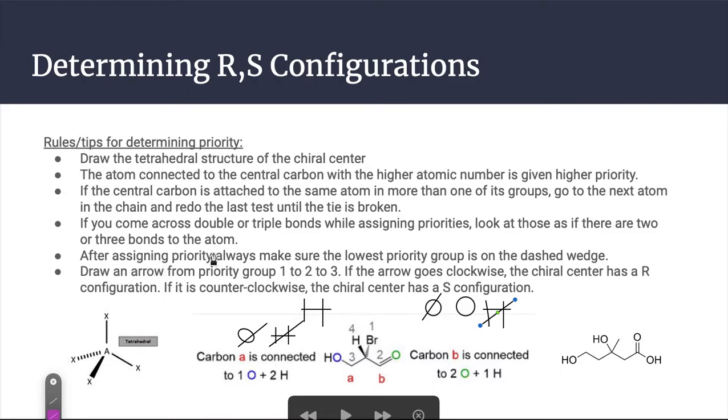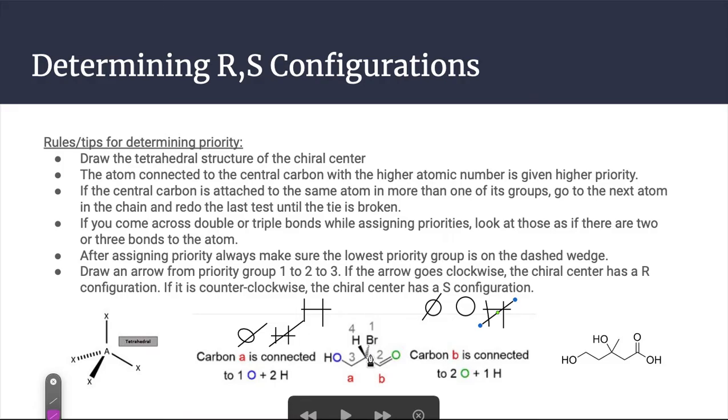It says, after assigning priority, always make sure that the lowest priority group is on the dashed wedge, which means the lowest priority group always has to be facing the back of the molecule, okay? And we look and we see that the hydrogen is not facing the back of the molecule. It's on the solid wedge. It's facing the front. It's in the opposite position. So there's a couple of ways that you can get it to be on the back side of the compound, so to be on the dashed wedge.